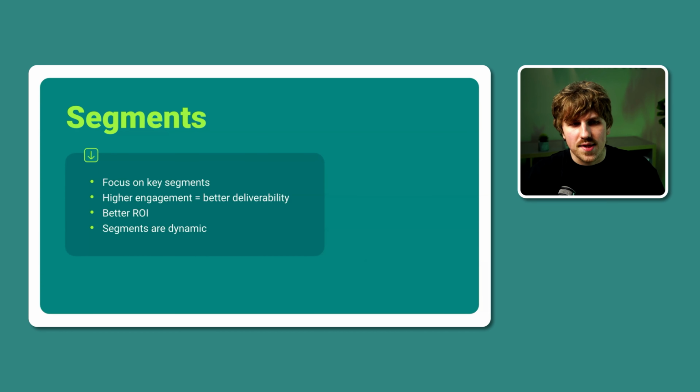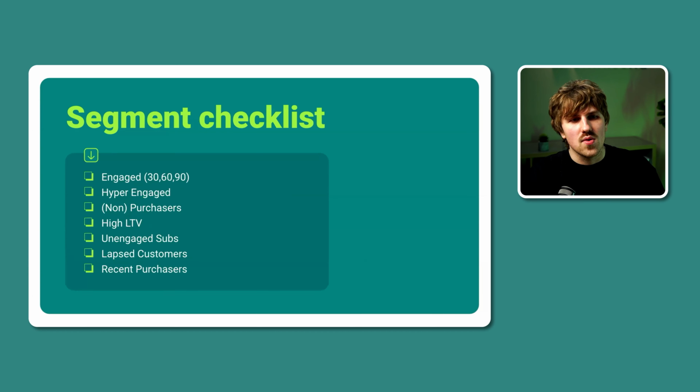If you want something static, you can create a segment and add a tag to these customers. So you'll have a segment based on the tag, and that would be static. But most of these are dynamic, and it's the way it's designed and helpful. So for the segment checklist, you'll see engaged 30, 60, 90, hyper engaged, non-purchasers, high LTV.